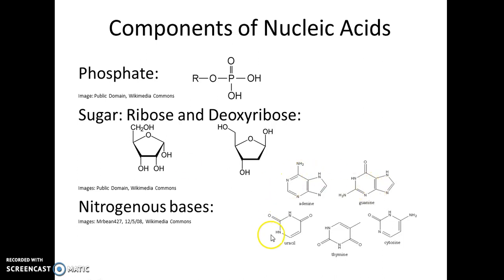The nitrogen bases are here. There's 4, and we have the single ringed, which are in the bottom, and then the double ring, which are at the top. Good. Move on.